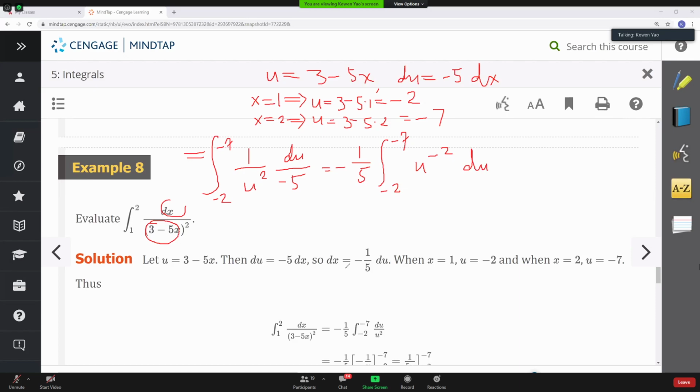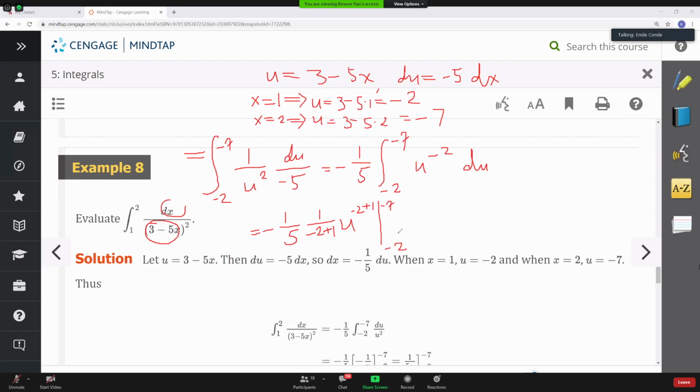All right. The antiderivative is very easy to find because this is a power function, right? So you see -1/5, by using FTC now, right? 1 over -2 plus 1, and the u to the power -2 plus 1, by FTC part 2 from -2 to -7.